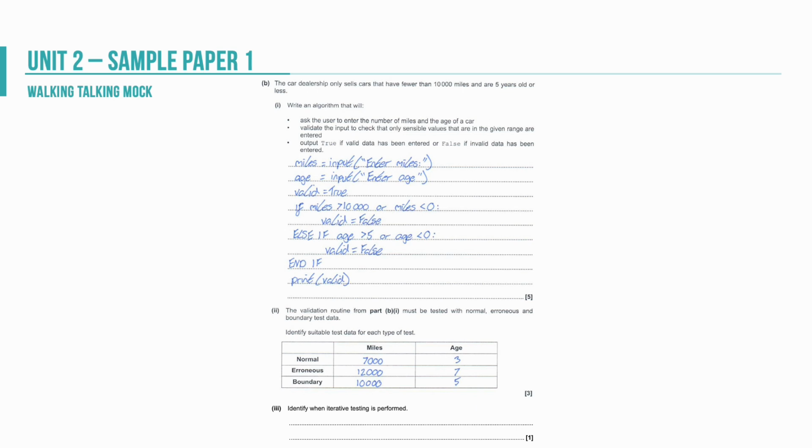So miles we know has got to be less than 10,000, so 7,000 is kind of in the middle, 12,000 is definitely above that, and 10,000 is right on the edge. And then the same for age. I've gone for 3, 7 and 5. You've got a little bit of leeway within that answer set.